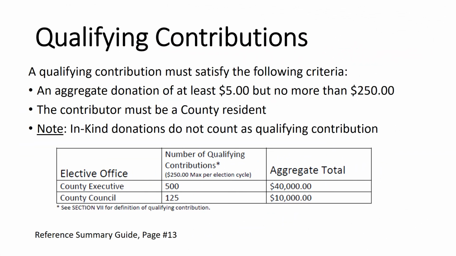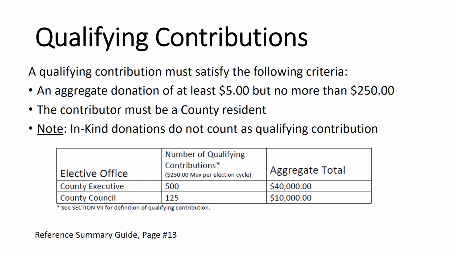Qualifying contributions enable candidates to become a certified candidate for public financing. Only qualifying contributions will be matched by the program. Qualifying contributions must be at least $5, but no more than $250, made by a county resident and made during the qualification period. Contributions must be acknowledged by a receipt that identifies the contributor's name, residential address, and be signed by the contributor directly or by a digital signature.